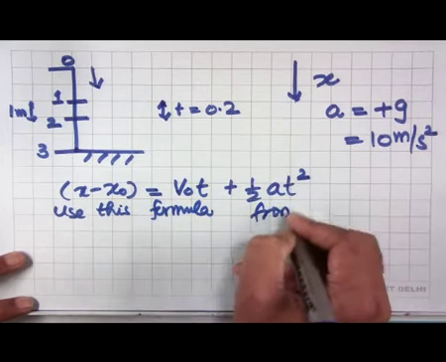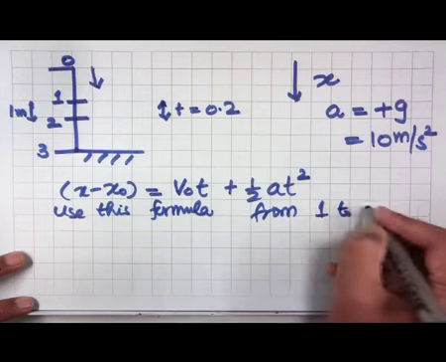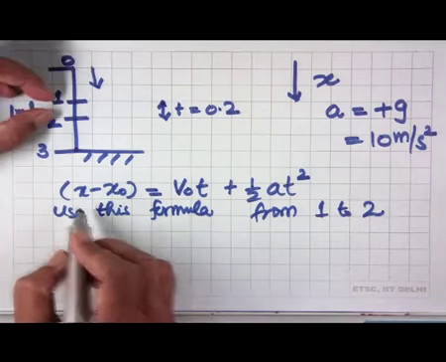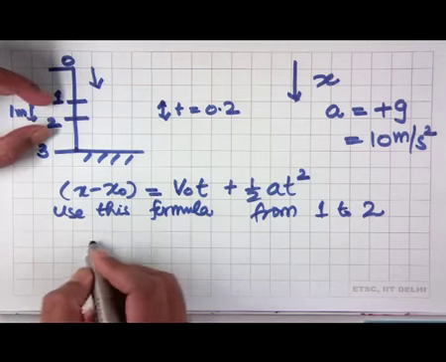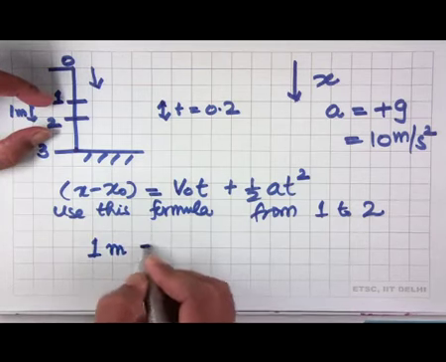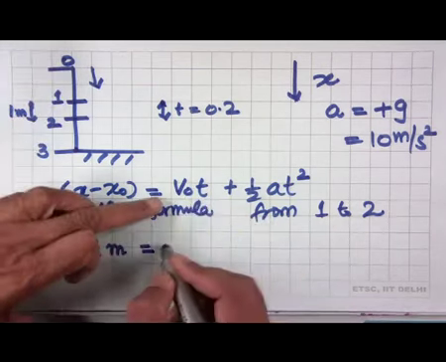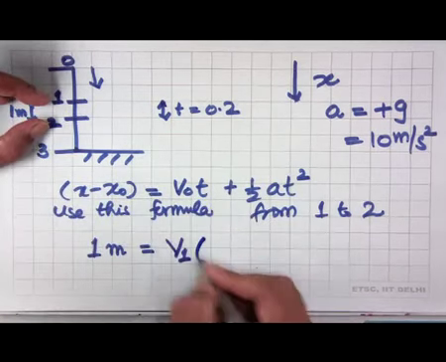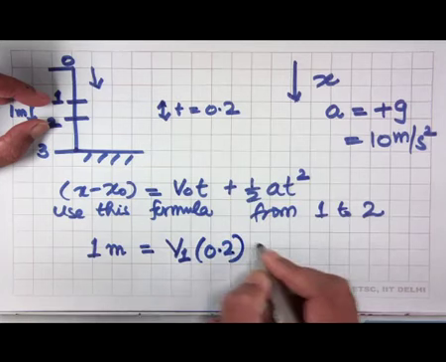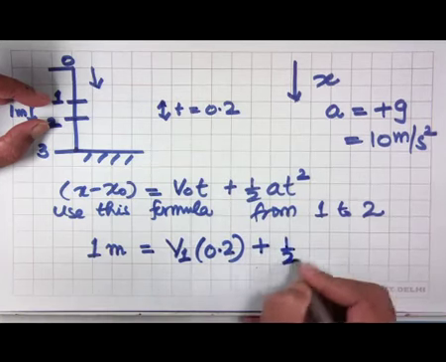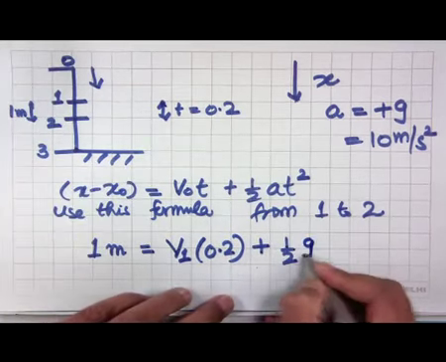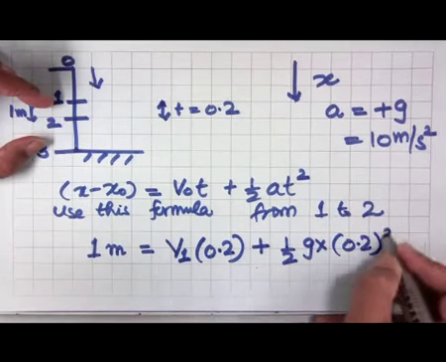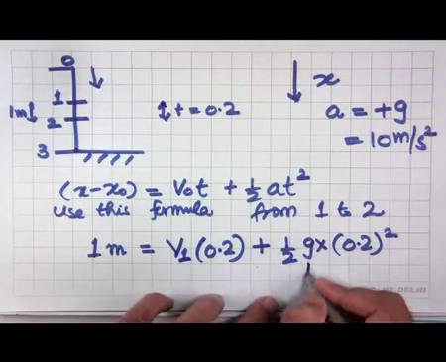So, now we use this formula on the distance from 1 to 2. So, therefore, now from 1 to 2, x minus x 0 will be 1 meter. The initial velocity v 0, which we do not know, this will be v 1. The time taken from 1 to 2 is 0.2, and then we have plus half times acceleration is g, and the time taken from 1 to 2 is 0.2 square. Now, this g we know this is 10.